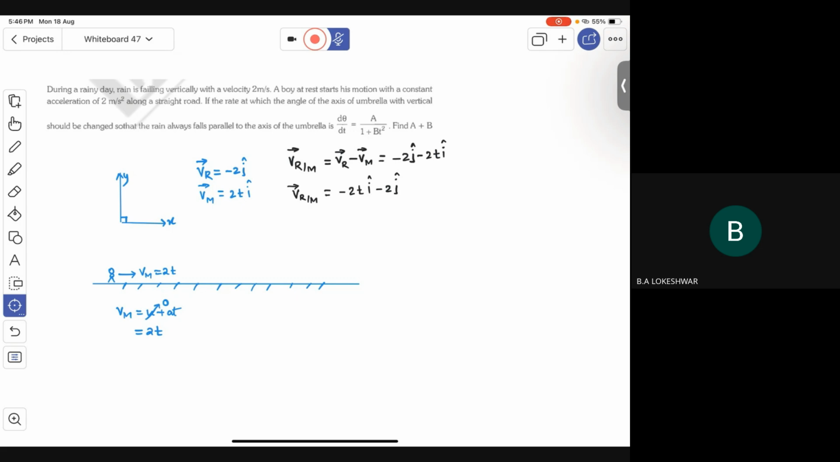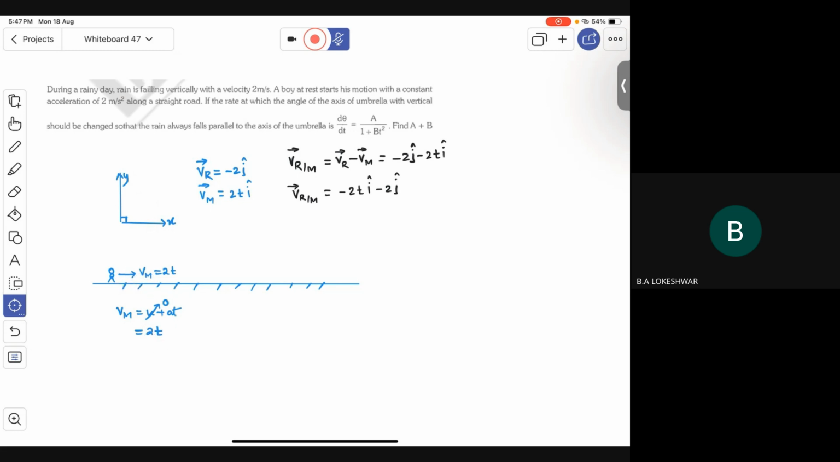If I consider upward as positive y and this side as positive x, the velocity of the rain will be minus 2 j cap, because the rain is falling down with 2. And the velocity of the man, since he's starting from rest but moving with constant acceleration, will be u plus at, with u 0 and a equal to 2, so he will be moving with 2t at any time t.